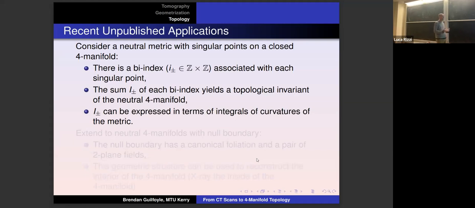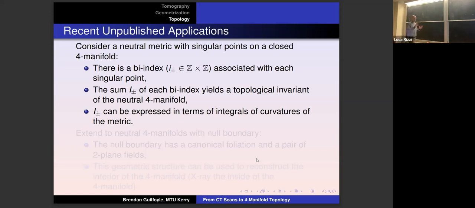In fact, you can go further. These can be expressed in terms of integrals of the curvatures of the metric. So you can write down an explicit formula for these topological invariants as integrals of curvatures of the underlying neutral metric. This is a kind of Gauss-Bonnet theorem. What you have in 4 dimensions that you don't have in 3 dimensions, where the Euler characteristic is of course 0, is that now you have the Euler characteristic, but you also have the Hirzebruch signature, this tau. So these are adding up to things that involve exactly the Gauss-Bonnet invariant, and also the Hirzebruch signature.